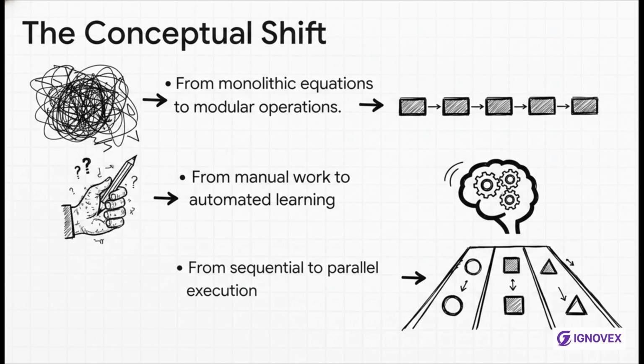The computational graph really caused a huge shift in how we think. It let us move away from these giant, messy, monolithic equations and start thinking in terms of clean, modular operations. It took us from the impossible chore of doing calculus by hand to the almost magical world of automated learning. And by laying out the structures so clearly, it let us see which parts of the calculation could be done at the same time, unlocking the massive power of parallel hardware like GPUs.